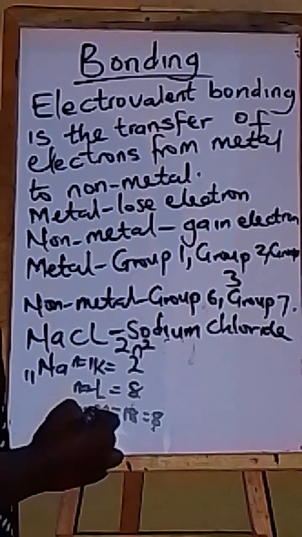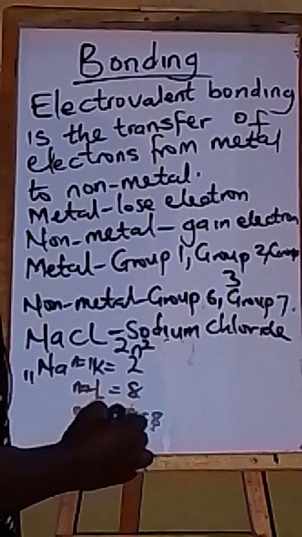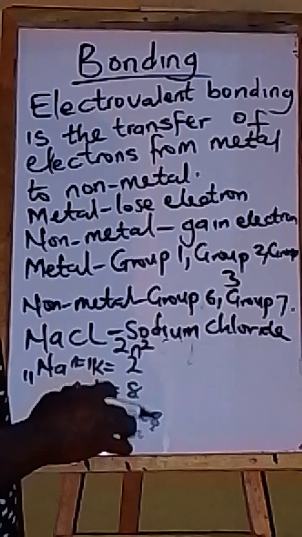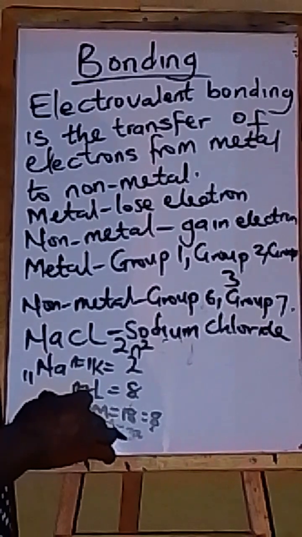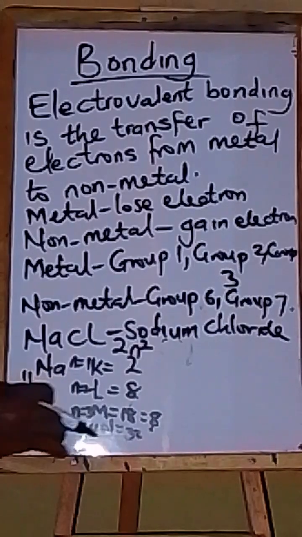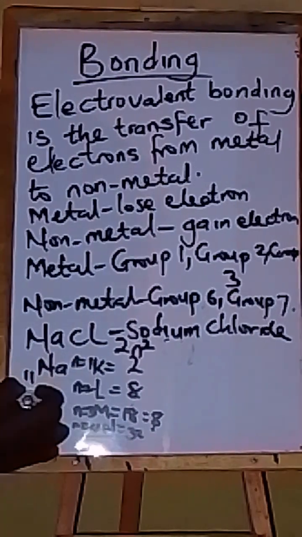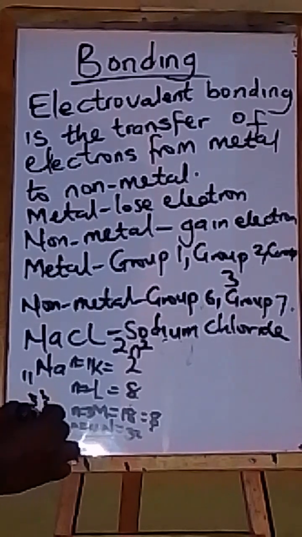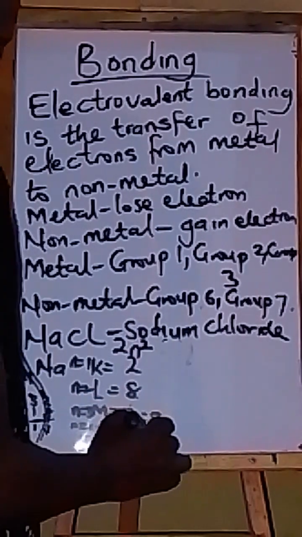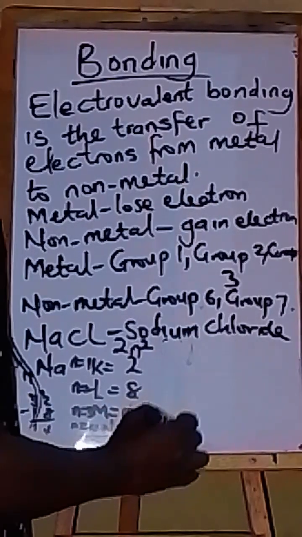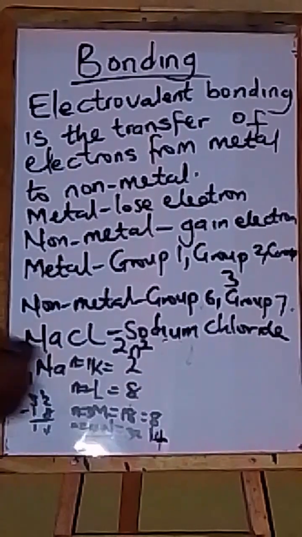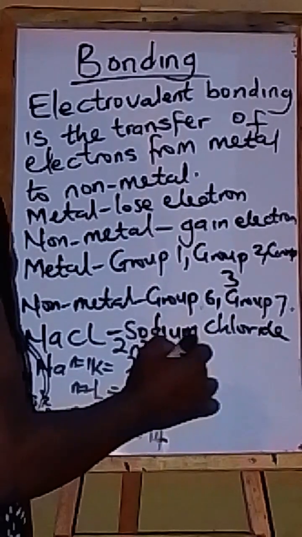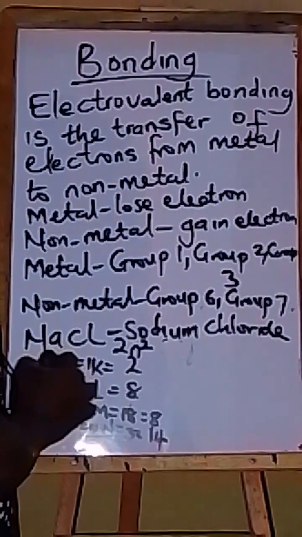The next one, n equals 4. Then your capital N is 32. By the time you add up 2 plus 8 plus 8, 18. Subtract it from 32. What do you have? You have 14. So the next shell here must contain 14 electrons.